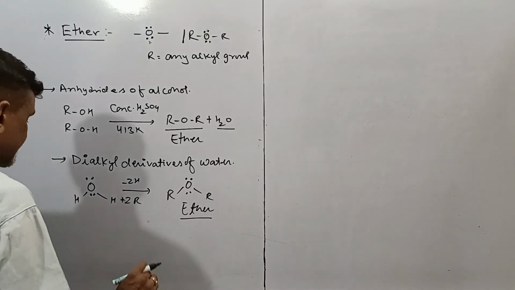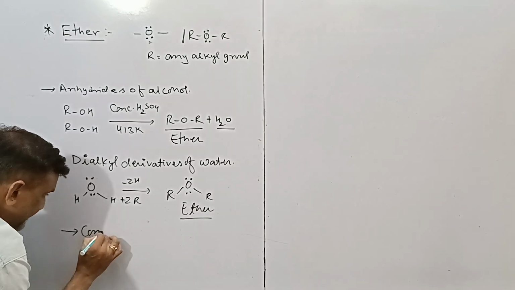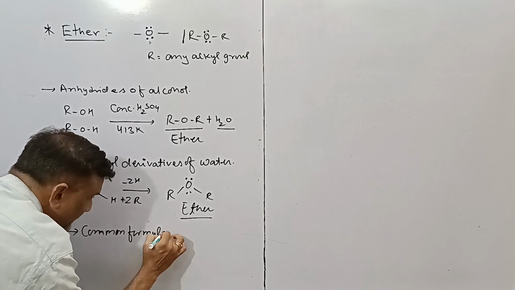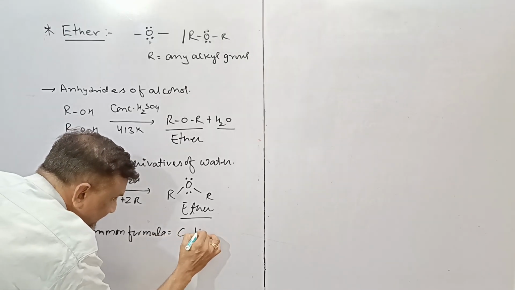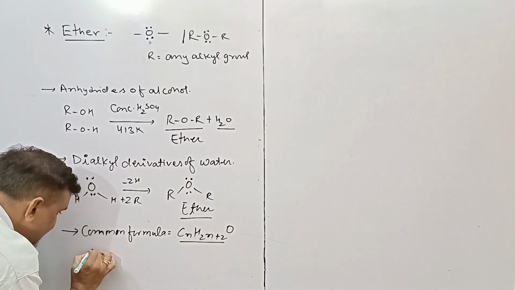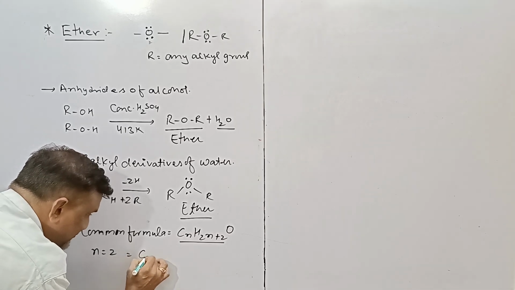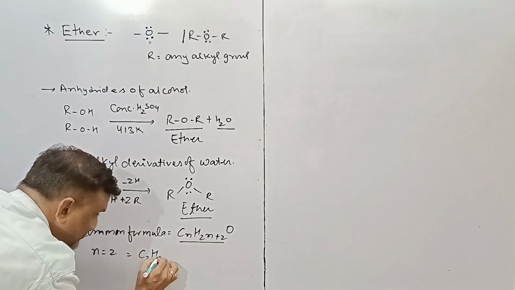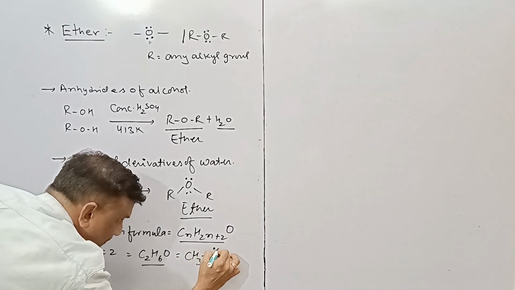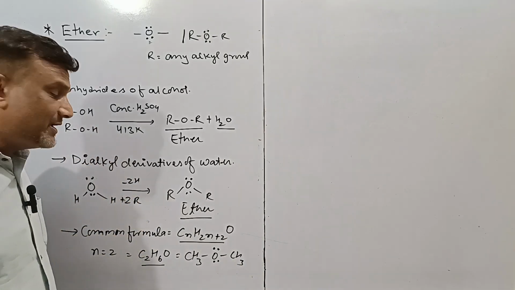If we go with the common formula for ether, it is CnH2n+2O, where n is at least 2, there should be 2 carbons. If there are 2 carbon atoms, then it will be C2, H is 2 times 2 is 4 plus 2 is 6, and O. It can be represented by CH3OCH3. This is about the common formula.